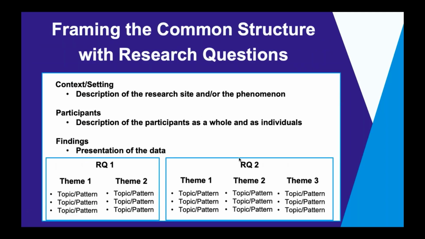Okay, so some universities and committees prefer that you present your themes according to the research questions. So in that case, instead of having 5 themes and we just talk about those themes separately, this would group those themes according to the research question that they most align with. So in this case, we have 2 themes for research question 1 and 3 for research question 2.